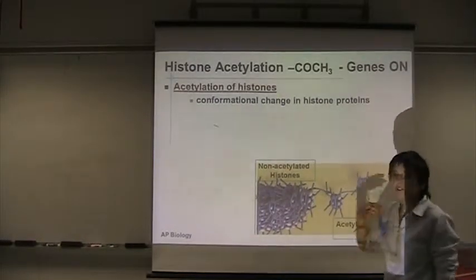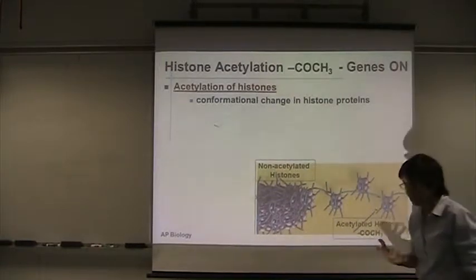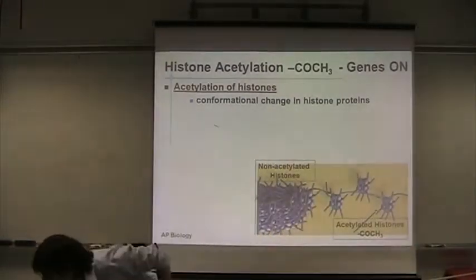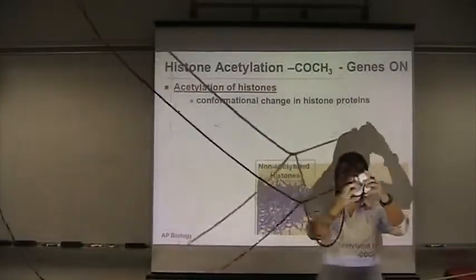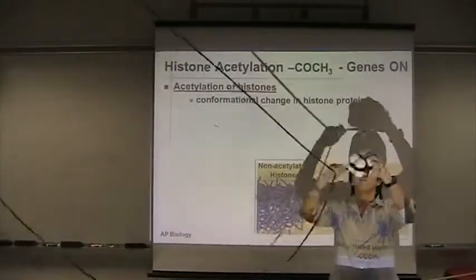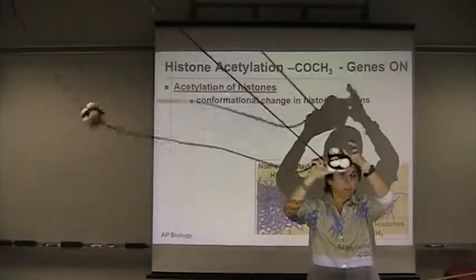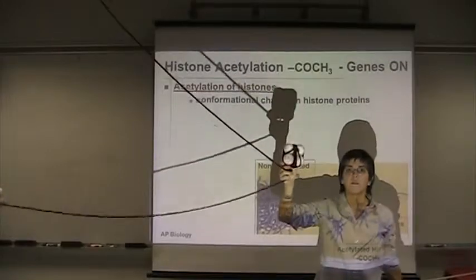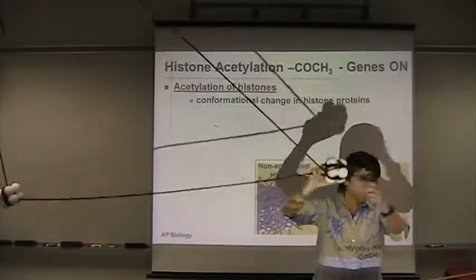And acetylation is the addition of an acetyl group, COCH3, to our histones. So in my model of DNA that I have here, these are our histones, and the DNA is coiled. When the DNA is coiled around the histones, there is no transcription there. So any gene that is in this DNA is technically off.